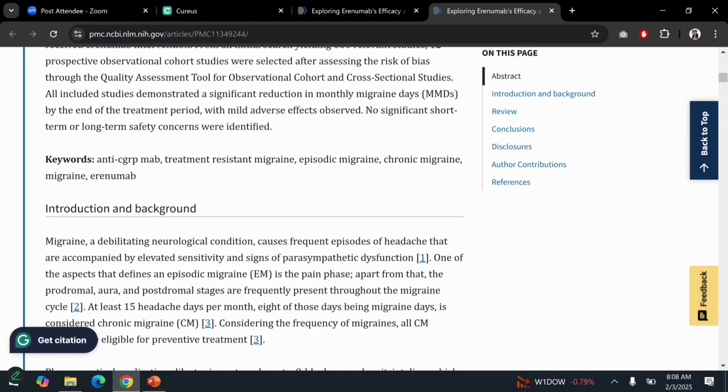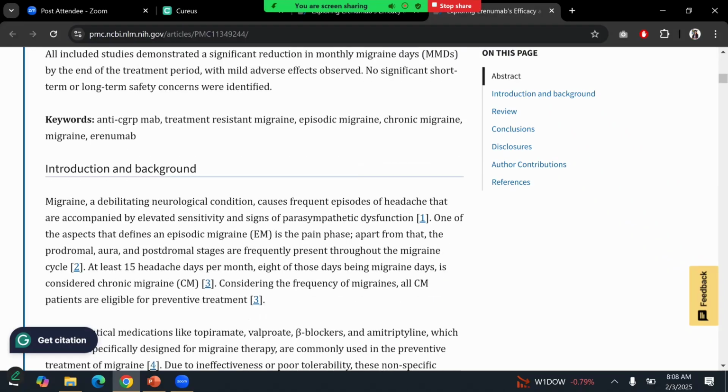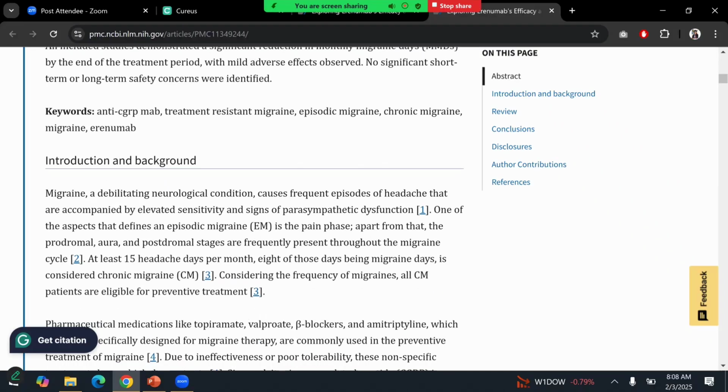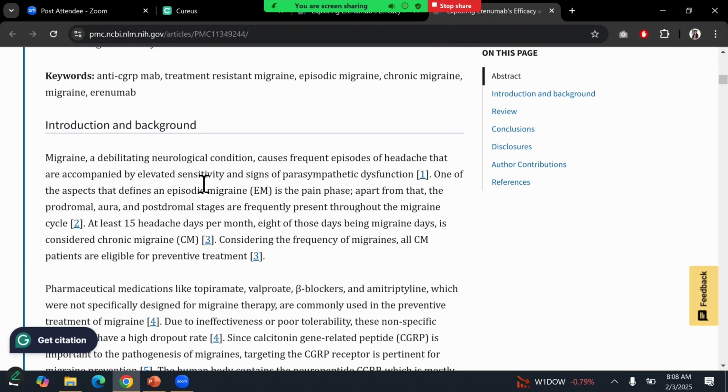So this is the general overview of the paper, the introduction and background. In the introduction and background, we write what has already been researched on that topic. Why are you doing your research, and what would you add to the literature by doing this research? So this is just the introduction and background of the already researched data on that particular topic.